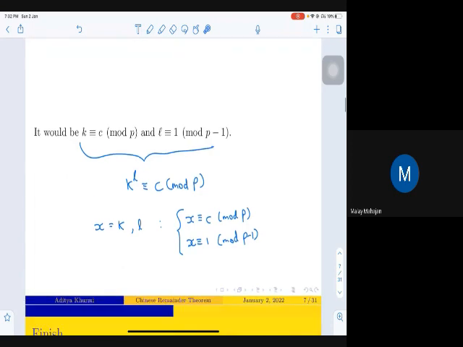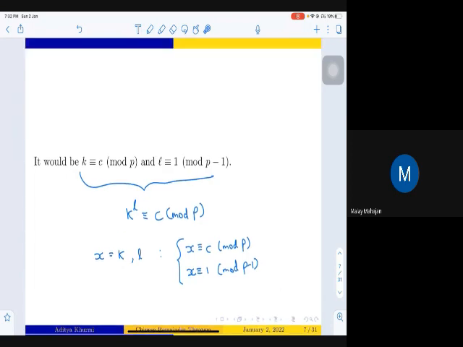So this was the first problem. So was this problem clear? Does anyone have any questions? It's clear.